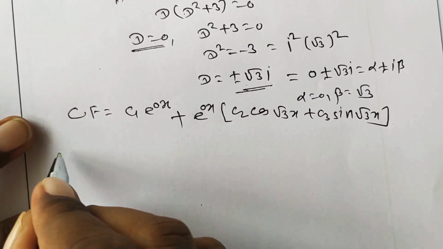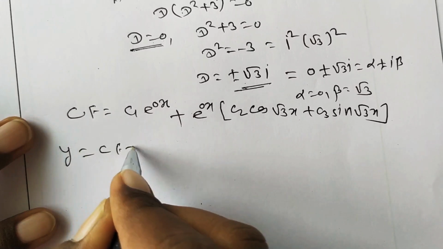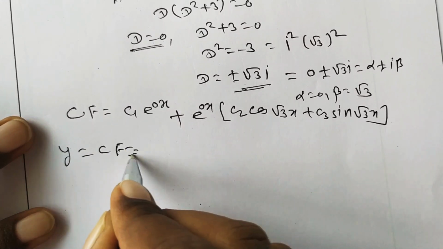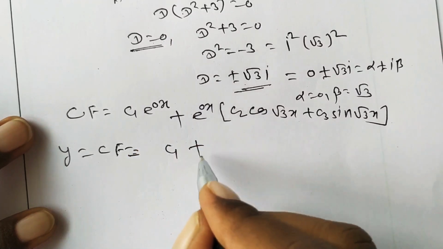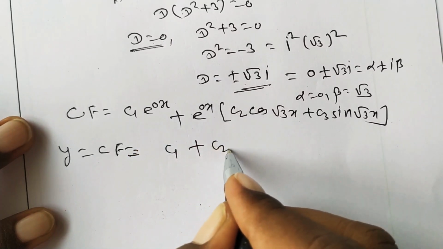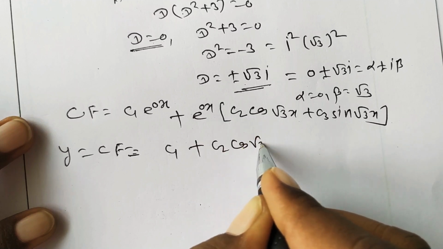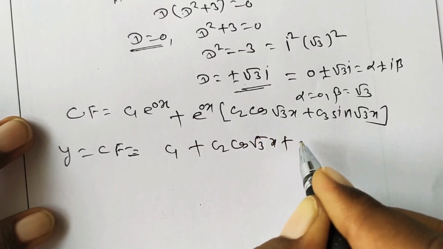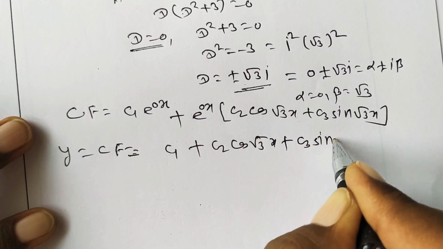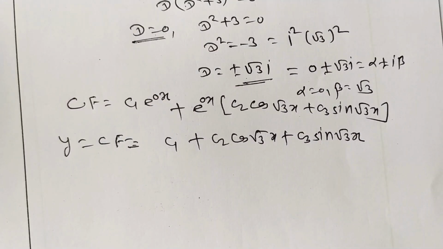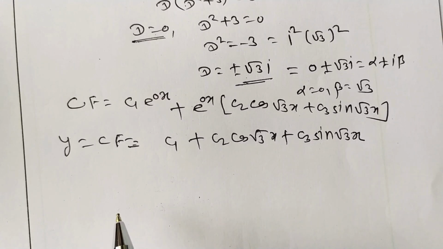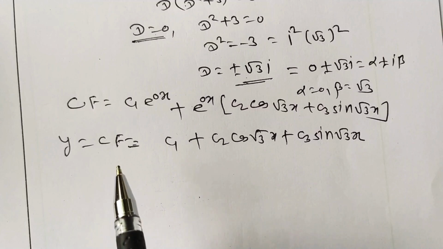So after simplification we can write y is equal to CF, that is the solution of the given differential equation, equal to c1 e raised to 0 is 1, plus here also e raised to 0 is 1, plus c2 cos root 3x plus c3 sin root 3x. So in the next video we will take some problems on cubic polynomials or 4-degree polynomials using synthetic division. Thank you.